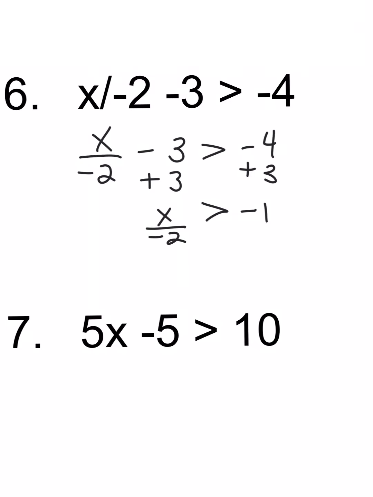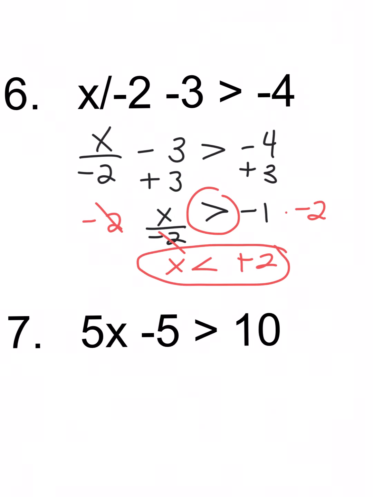If you multiply both sides by negative 2, you'll clear this fraction, which is the next step. Once the fraction is gone, you end up with x is less than positive 2. The reason that you had to flip this sign is because you multiplied by a negative number. So again, x is less than positive 2.